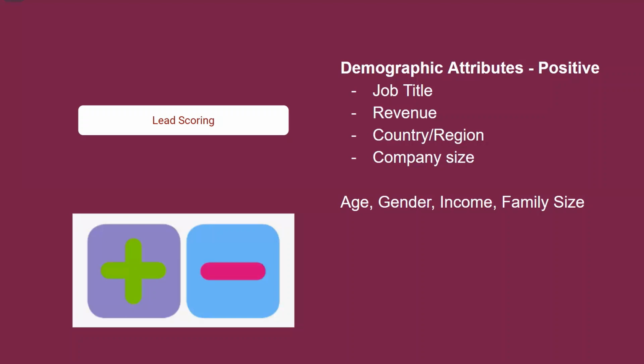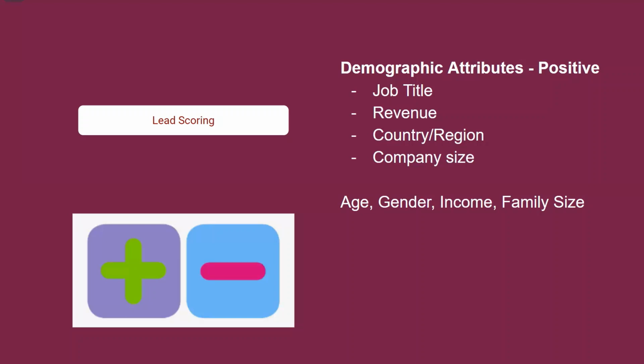Country or region, yes, if I am dealing in that region or country, or my product is suitable for certain regions, then I would need their attributes to score them. Company size, yes, sometimes products are classified to be used by a certain set of people. For example, if it is a company of 3 or 4 or fewer than 10 employees, nobody is going to buy project management tools. So sometimes company size is also a concern.